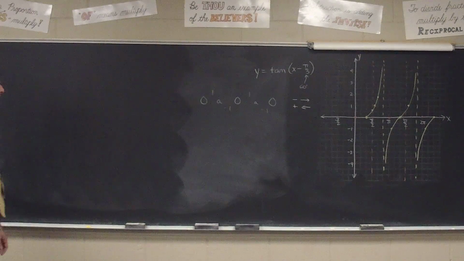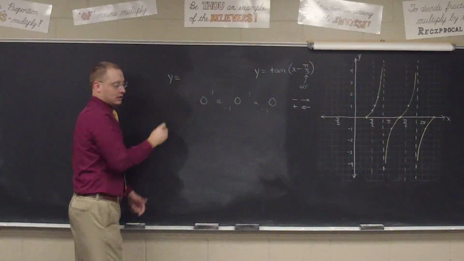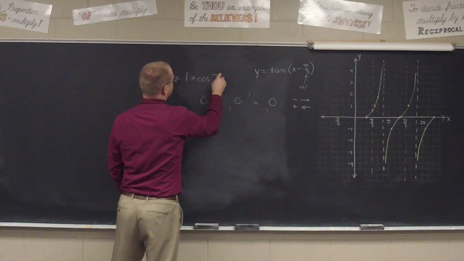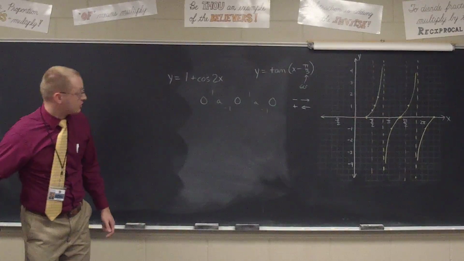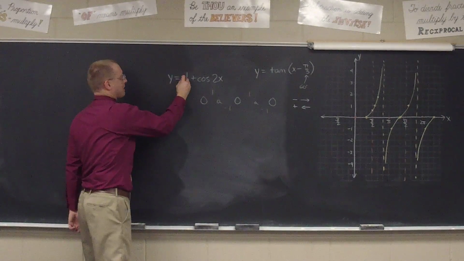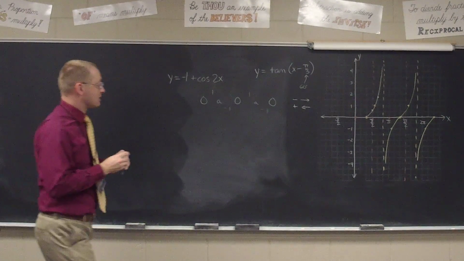Let's do one more. And again, if you haven't switched to a new graph grid at this point, you probably need to. And let's go this time with y is equal to 1 plus the cosine of 2x. Actually, let's make that a negative 1 plus the cosine of 2x. I like that better. Negative 1 plus the cosine of 2x.